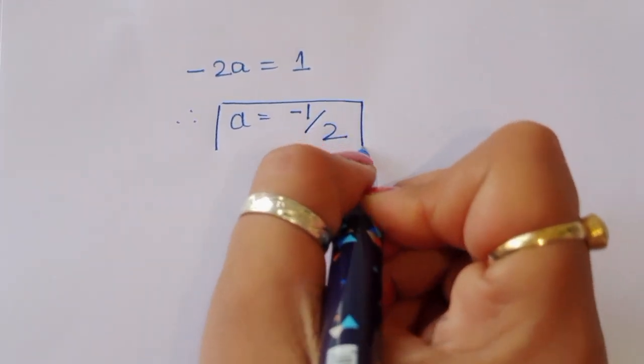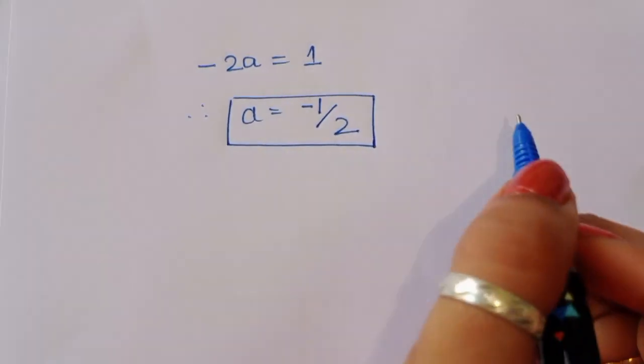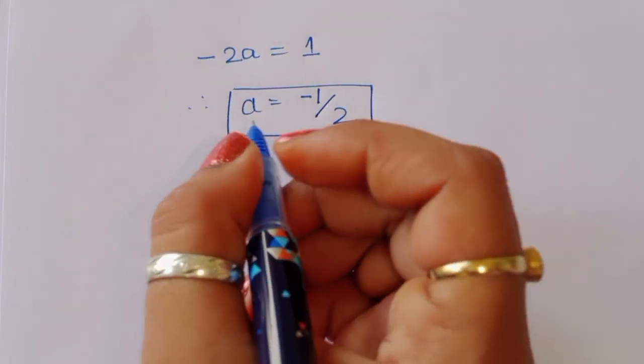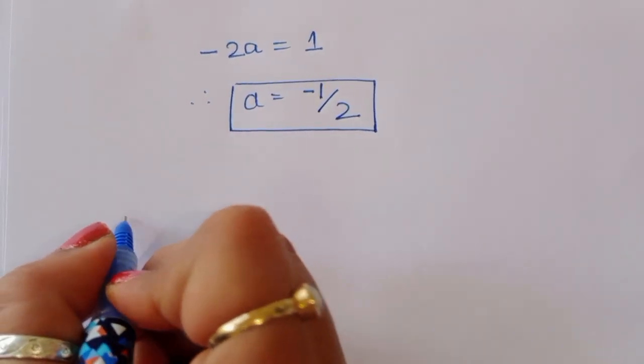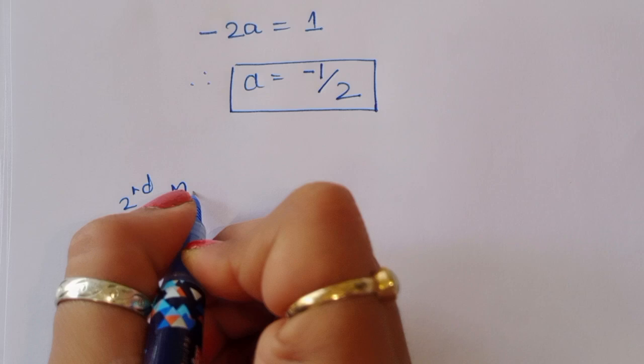This is the value of a from the first method. Now we can solve it by the second method. So this is the second method.